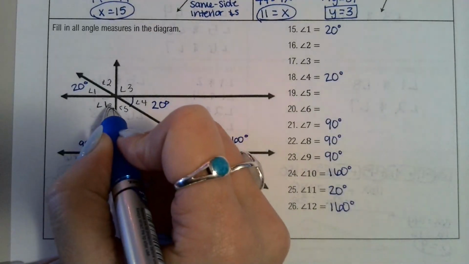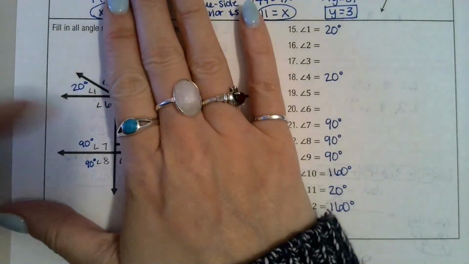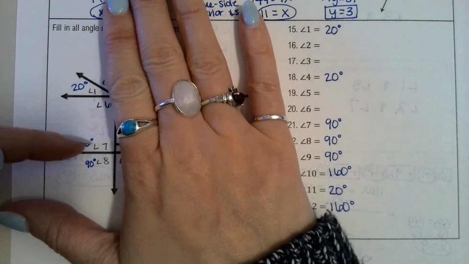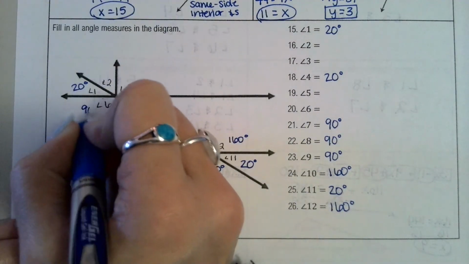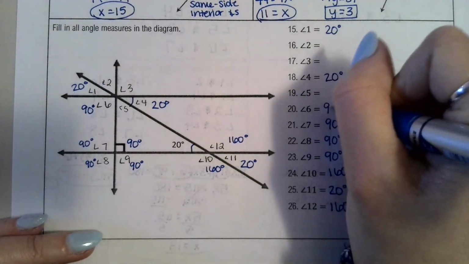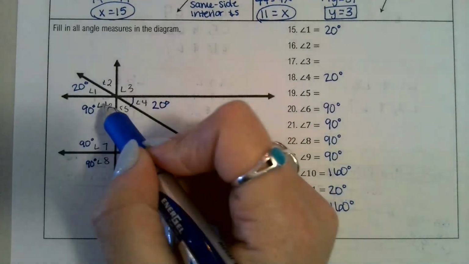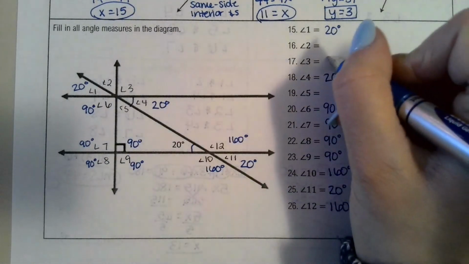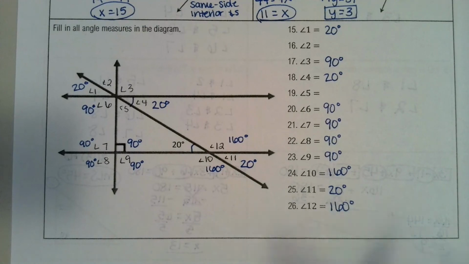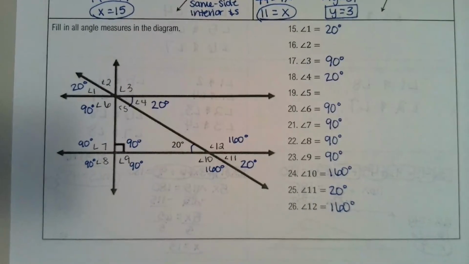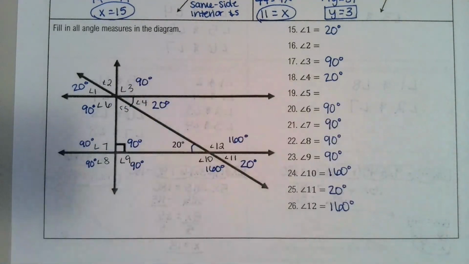Angle 6 and angle 7 are same side interior. Together, these two angles must make 180. And if one of them is 90, the other one must be. So angle 6 is also 90 degrees. Angle 6 is vertical to angle 3. So angle 3 is also 90 degrees. And now all we have left is angle 2 and angle 5. There are numerous ways that you can do this.